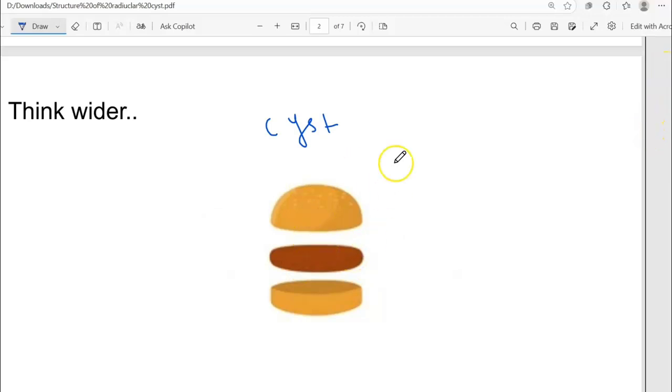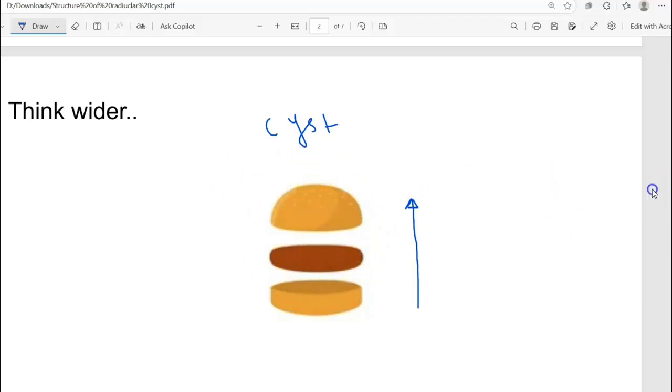Basically, the cyst is exactly like the hamburger shown in there, formed of the same three layers in the same sequence, going from the inner up to the outer layer. And these three layers are the lumen, which is in here, the epithelial lining, which is in the middle, and the capsule, which is the outer part of the cyst.